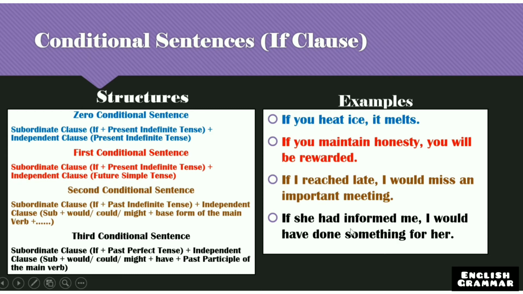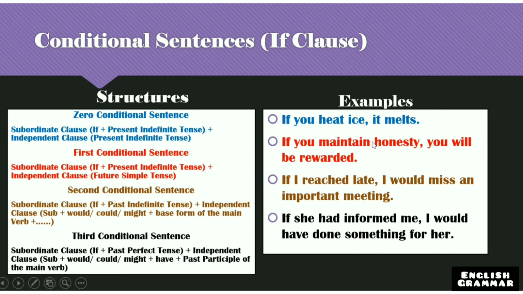Here we can see that each sentence contains 2 clauses. One is an independent clause, another is a subordinate clause. If I talk about the first example, I used this structure, and this is an example of a factual situation because if you do something, something happens. That means it's universal or habitual.